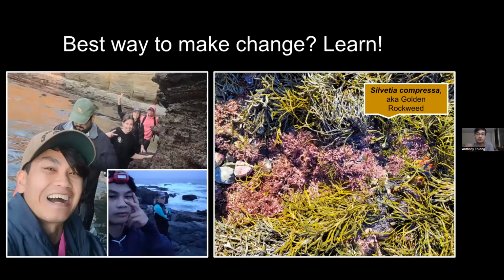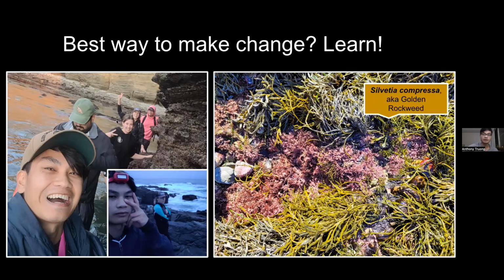But before I get too far into that, what I have found is that when we see a problem, the best solution to tackling that problem is to learn about it. And so that's what I did. Here is me and several other very intelligent scientists conducting some research in the intertidal.